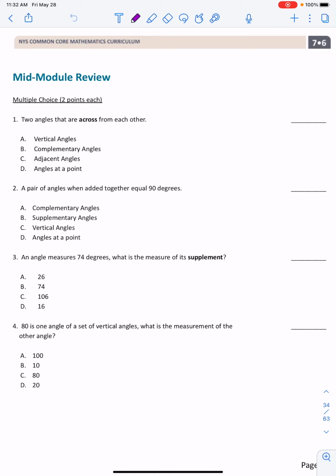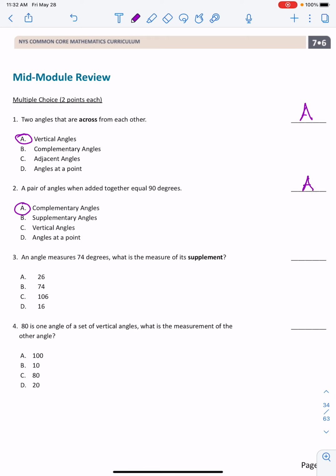This is the mid-module review. Two angles that are across from each other are vertical angles, A. A pair of angles that, when added together, equal 90 degrees are complementary angles. Again, A.